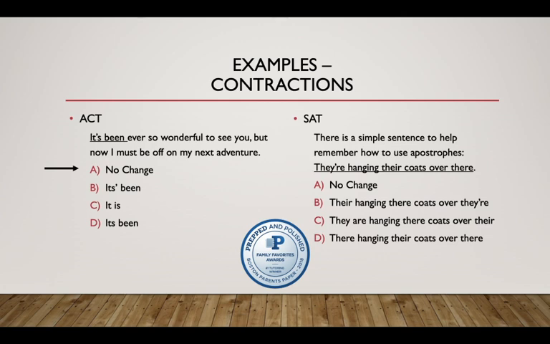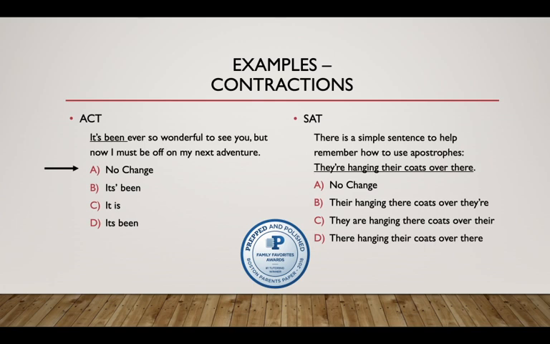Now, if I'm looking at my answer choices here, I have they are hanging their possessive coats over their location. They're possessing hanging their location coats over they are. That just sounds wrong. I don't know about you guys. For B, not a good answer.